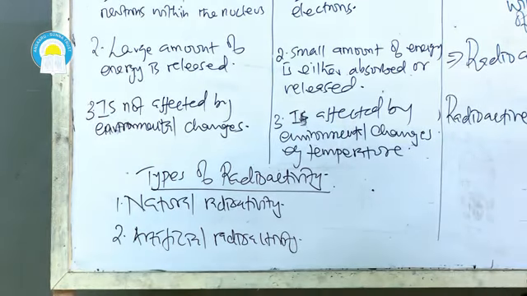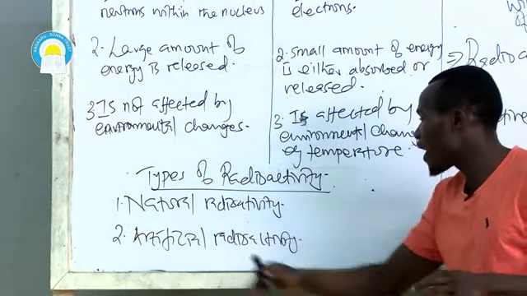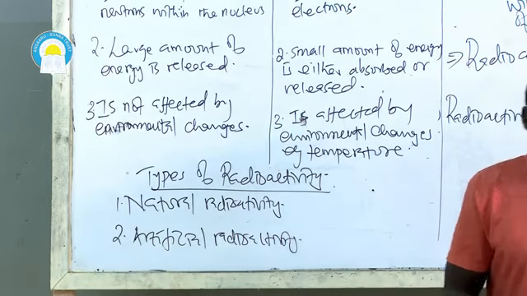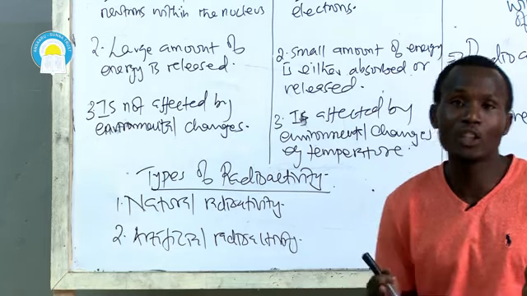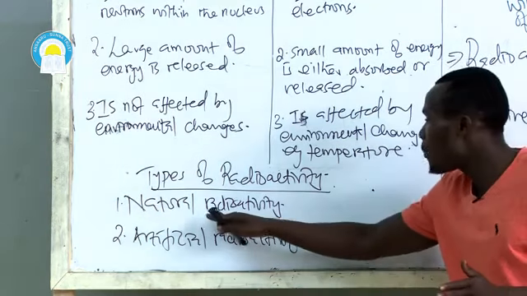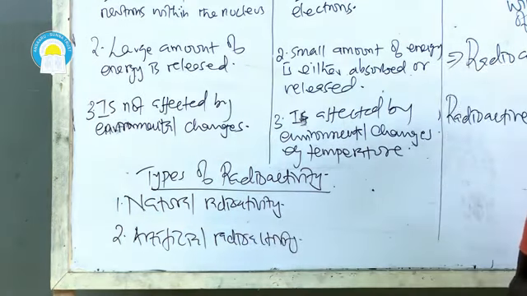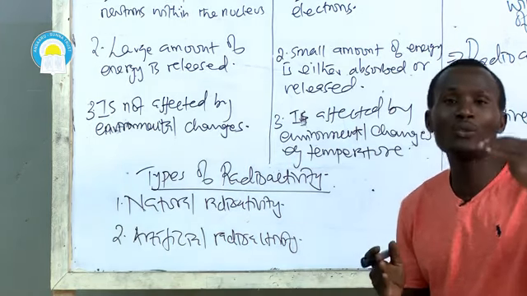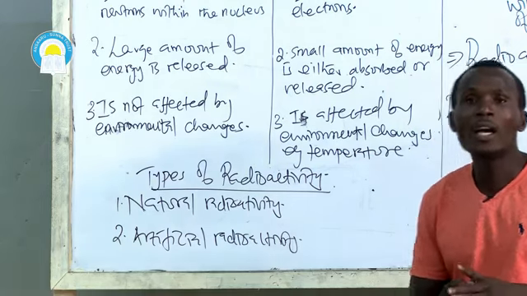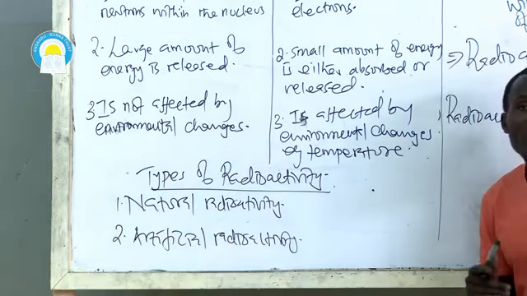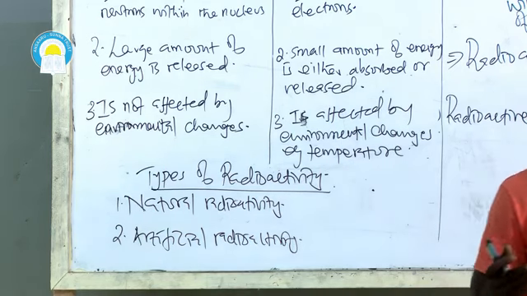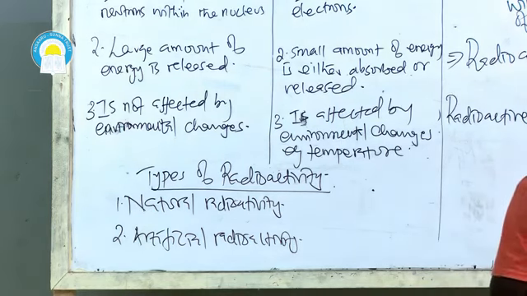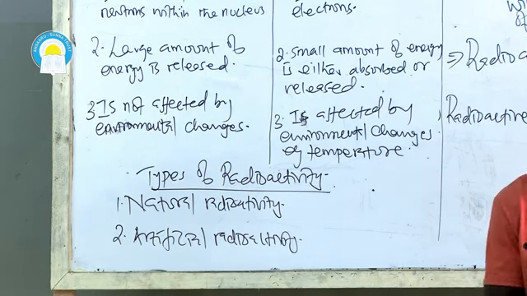And the difference between natural radioactivity and artificial radioactivity is that natural radioactivity is the disintegration of unstable nuclides. Which means unstable nuclides or radioactive elements are undergoing radioactivity. They undergo disintegration, resulting in the emission of different nuclides with different composition, with an emission of particles and energy.